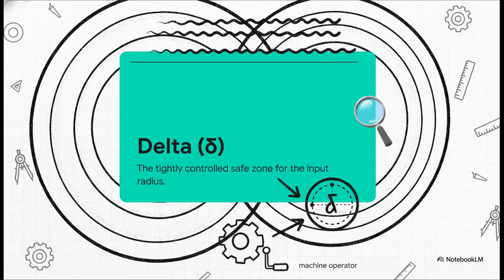Now, to control that output, we have delta. Delta is the tightly controlled safe zone for the input radius. If you keep the radius within that super tiny delta distance, you guarantee the final area won't exceed the epsilon error tolerance. Delta is basically the mathematical answer to the epsilon problem. It's the precise physical control the operator has to maintain on the floor.